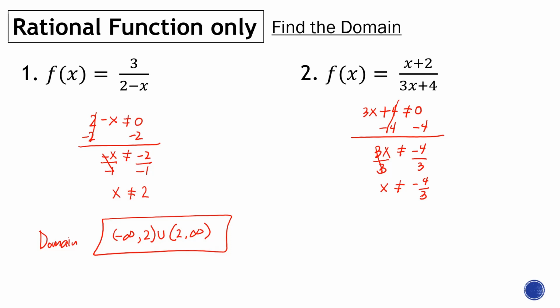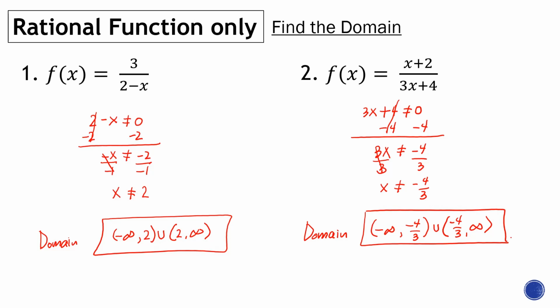That's the restriction. Again, if we write that in interval notation, it will be from negative infinity, we always start with that, until that number. Again, we use the non-inclusive symbol, the close parenthesis, because it means the number is not included. Union of negative 4 over 3 to positive infinity. That will be the domain of number 2. Let's go to the next example.